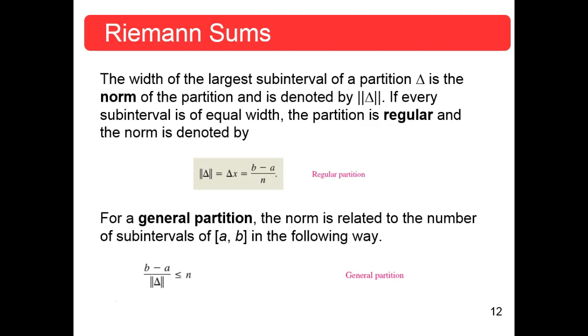For a general partition, the norm is related to the number of subintervals in this way. Let's just take this and multiply by n, divide by the norm. And then you get this. Because you know the norm is greater than or equal to any of the subdivisions, so when you divide by it, because this is the bigger piece, that's less than or equal to n. So what? I mean, okay, it's fine. The n's going to go to infinity anyway, right?